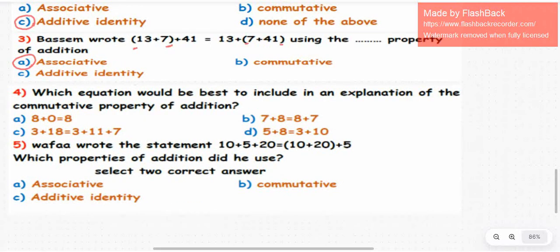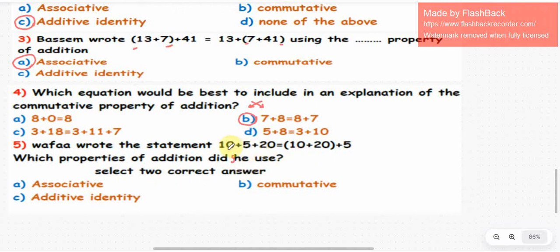Number 4. Which equation would be best to include in an explanation of the commutative property of addition? Commutative means switching numbers. Which one is the switching of numbers? Letter B, switched. Number 5. Wafa wrote the statement 10 plus 5 plus 20 equals 10 plus 20 plus 5. Which properties of addition did she use? She used... sorry, we have a mistake. She used... Select the two properties.